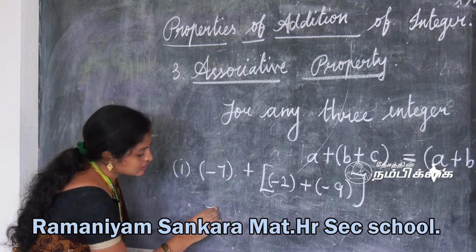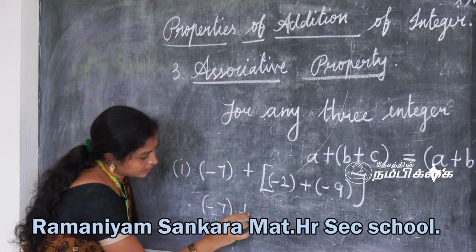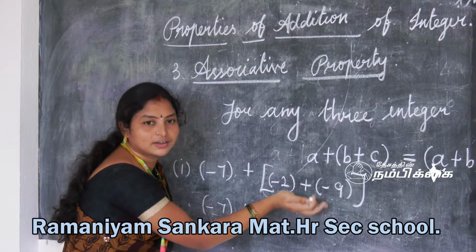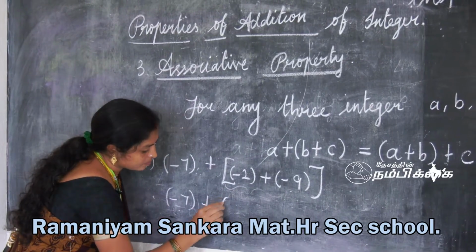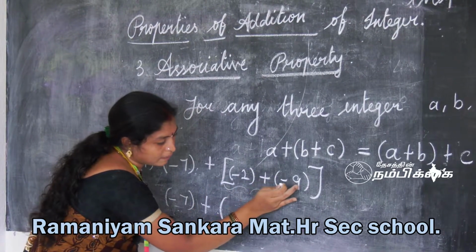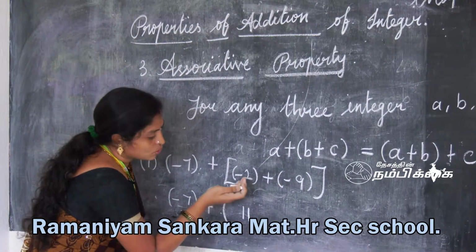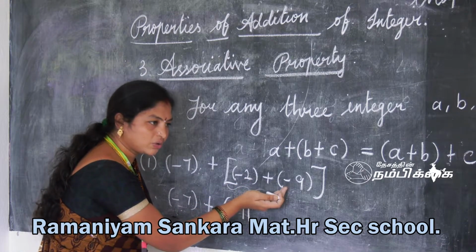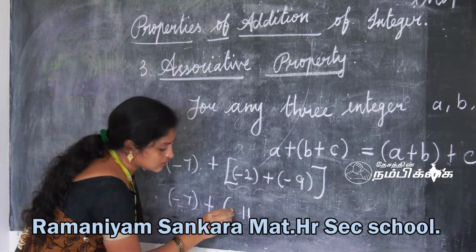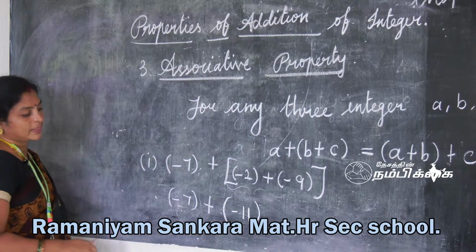See, listen, first minus 7. Next, first complete the bracket that they have given. See, listen, 2 plus 9, 11. So, what is the sign? Both numbers are negative integers, so put a negative sign, minus 11.